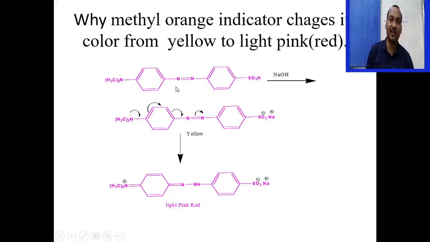Similarly, in case of methyl orange, when you put this sulfonic acid in basic medium, sodium hydroxide, let's say, you get the sodium salt of sulfonic acid. So that is yellow in color, and again that will undergo resonance to give rise to this conjugated system, quinoid type structure. So that absorbs at a higher wavelength. So in visible region, we get light pink red color. So this is due to this structure.